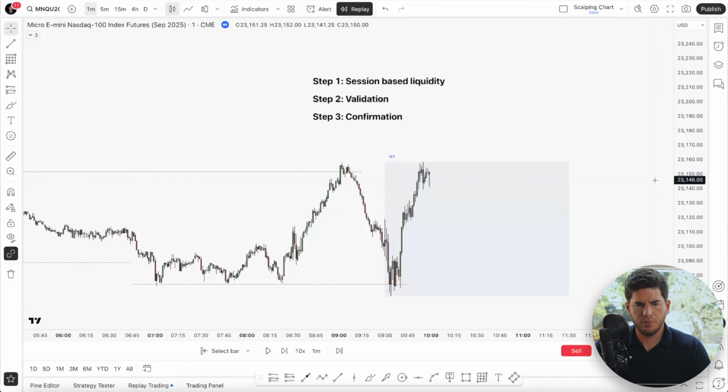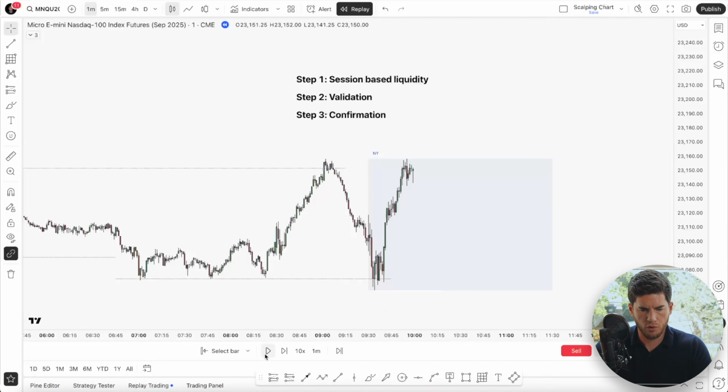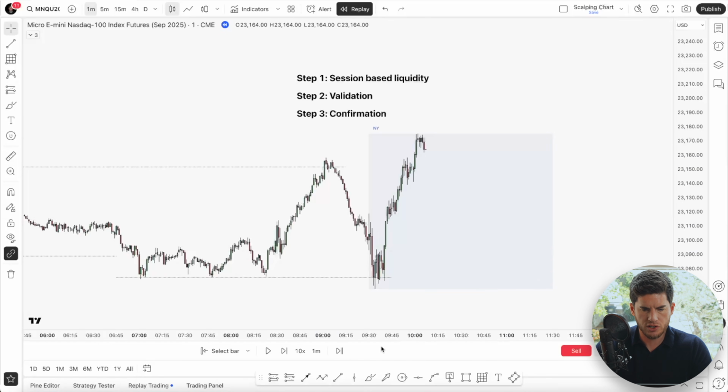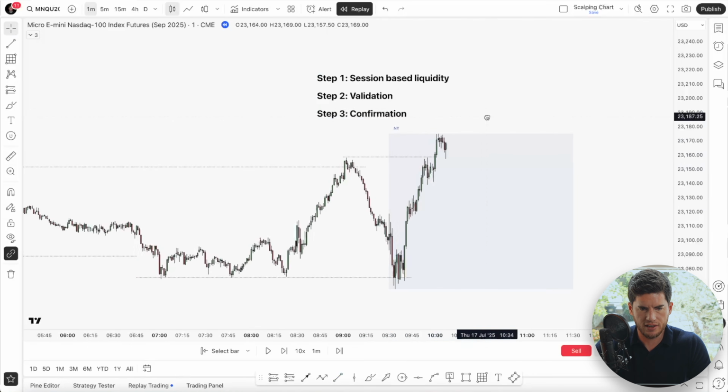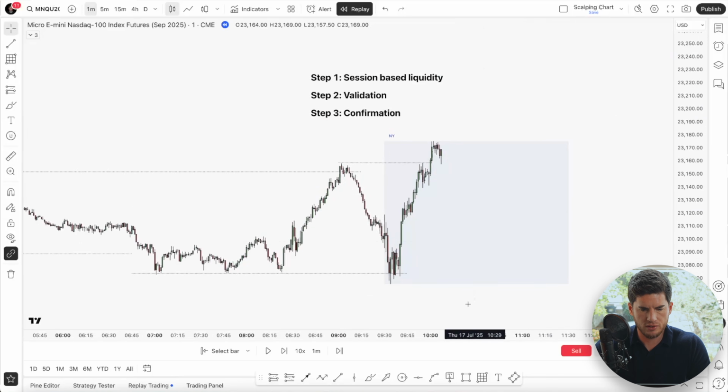Now that we have session-based liquidity and validation, step 3 is confirmation. If we play this forward, the confirmation is when we see higher highs, because we're seeing bullish intent producing in the market. So we want to see price continue higher beyond these highs before moving into step 4, which is our final entry model.